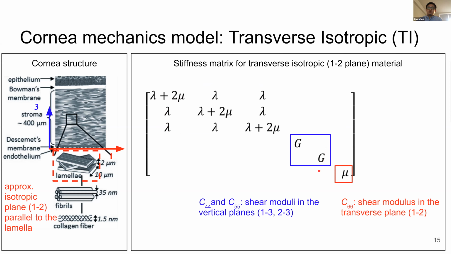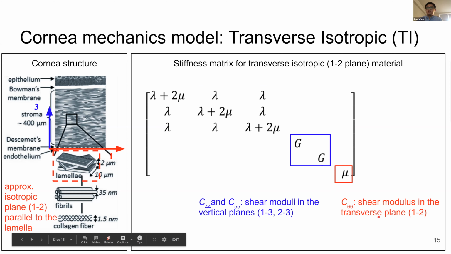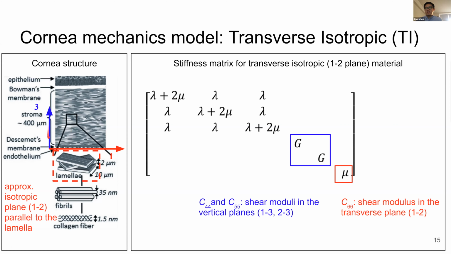The shear part will have two shear moduli. The mu, or C66, is the shear modulus in the transverse plane, the 1-2 plane, that is parallel to the lamella. And we will have C44 and C55, two shear moduli in vertical planes, which are parallel to the 3 axis.